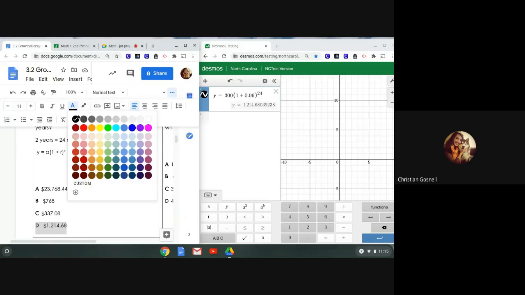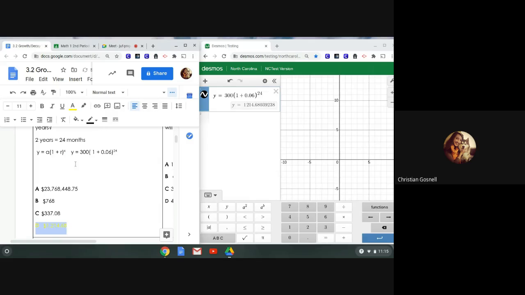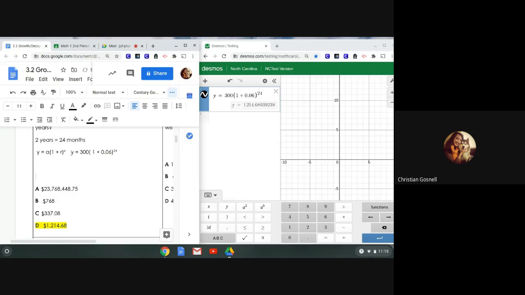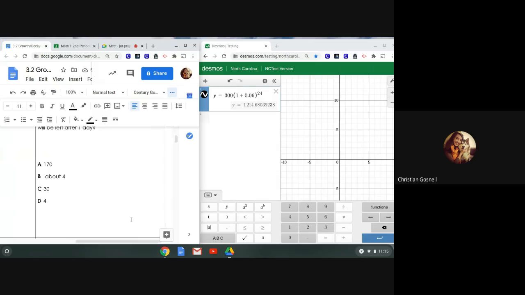So for this equation, notice we read the problem, we identified the A value, which is the start, we identified the R, which is the rate as a decimal, and we plugged all of that into this growth equation. So let's look at an example of a decay equation that we're solving.